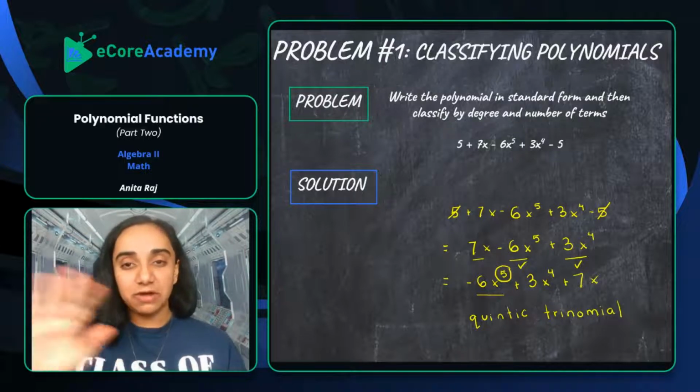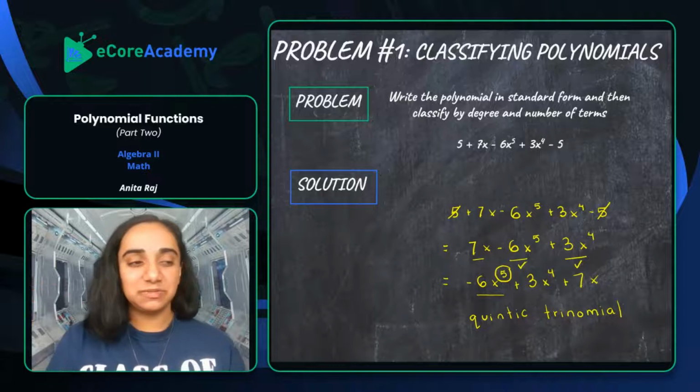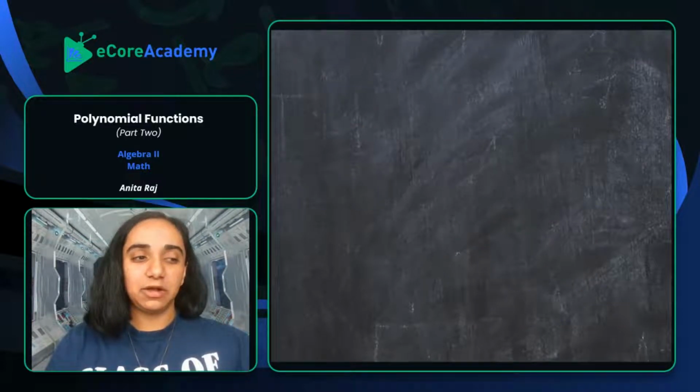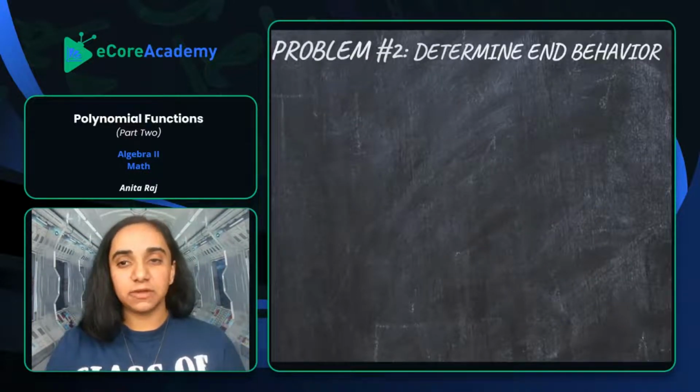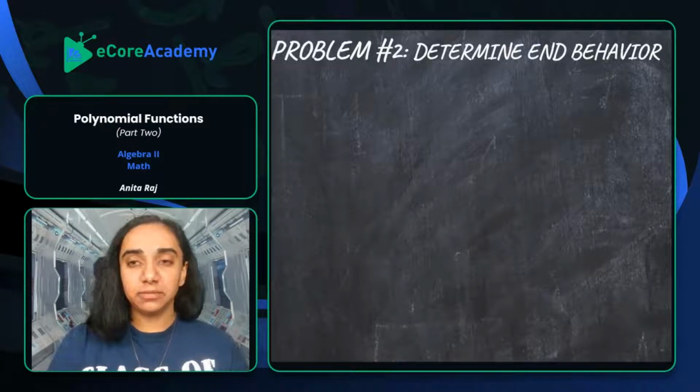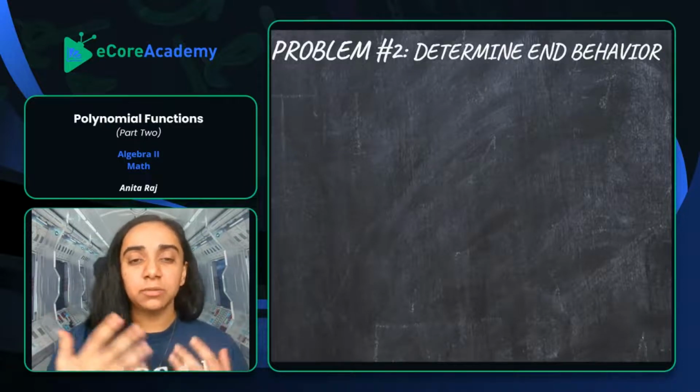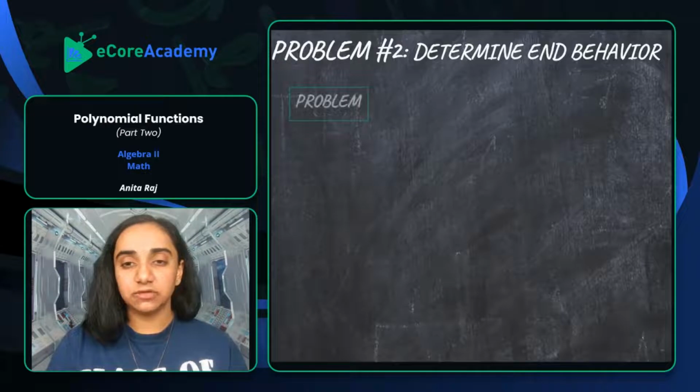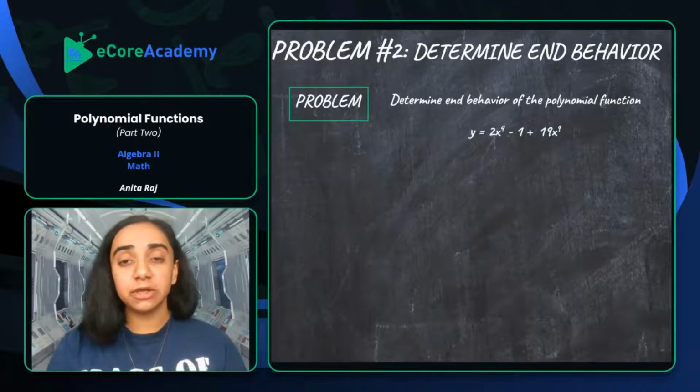All right, so that one's out of the way, kind of easy. It's supposed to be somewhat of a warm-up, classifying polynomials. Let's look at this next one. In this one, we're going to be determining end behavior. We're not going to be graphing in this one, but we're just going to be looking at the equation of a polynomial, and just by using the equation, we're going to determine end behavior.